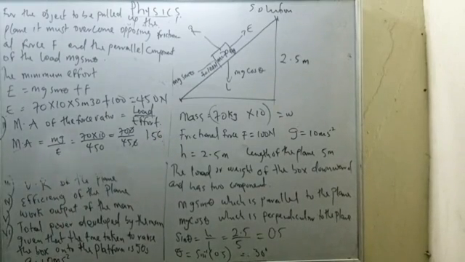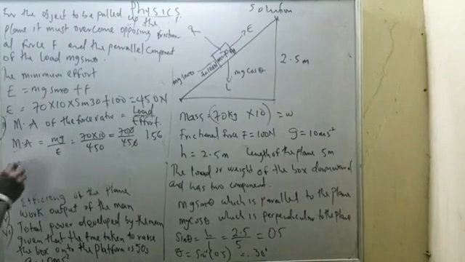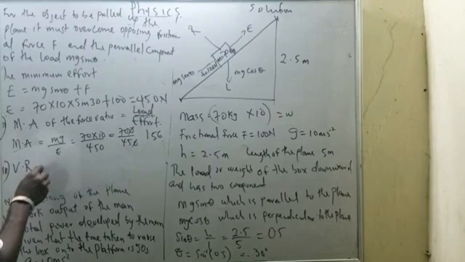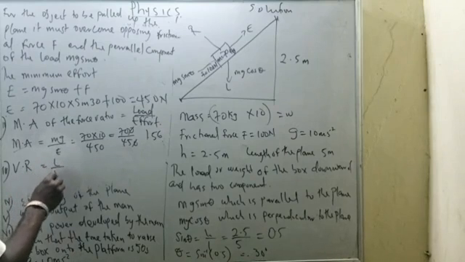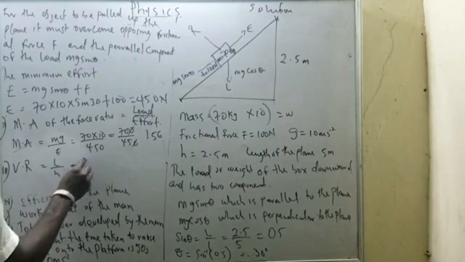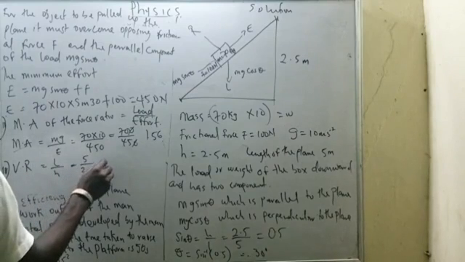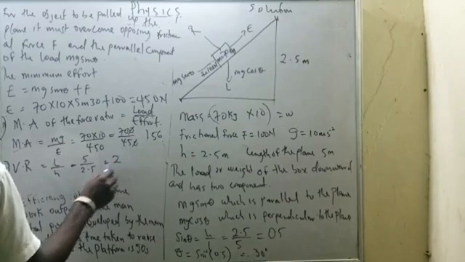Now the third one is the velocity ratio of the plane. The velocity ratio will be equal to L over H, which is 5 over 2.5, which gives 2. That's my velocity ratio.